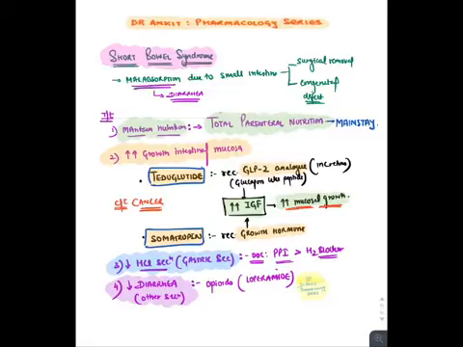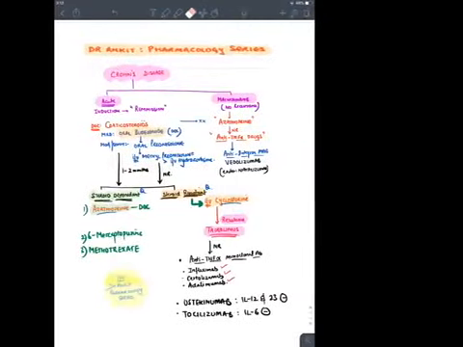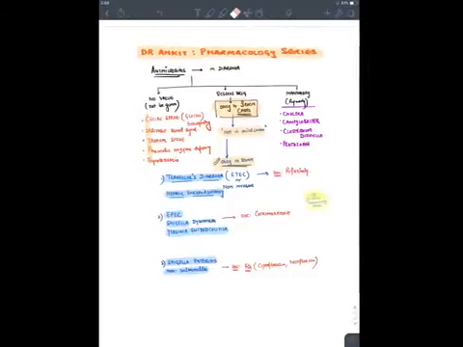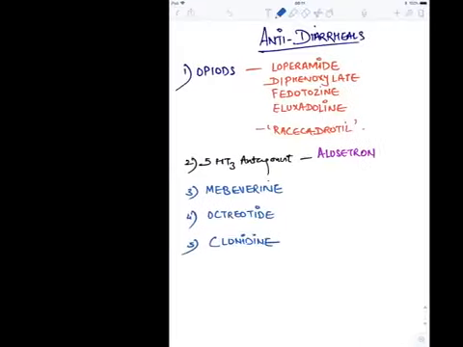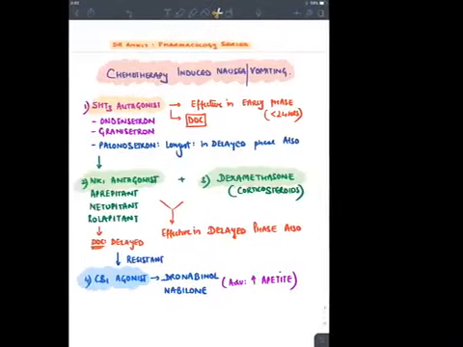We give teduglutide. It is a recombinant GLP-2 analog, glucagon-like peptide, which increases insulin-like growth factor, which causes mucosal growth. You can also give recombinant growth hormone somatropin. Now you have to reduce malabsorption by reducing HCl production by giving proton pump inhibitor and H2 blocker. You reduce diarrhea by giving opioids. So this was the treatment of short bowel syndrome and gallstones.